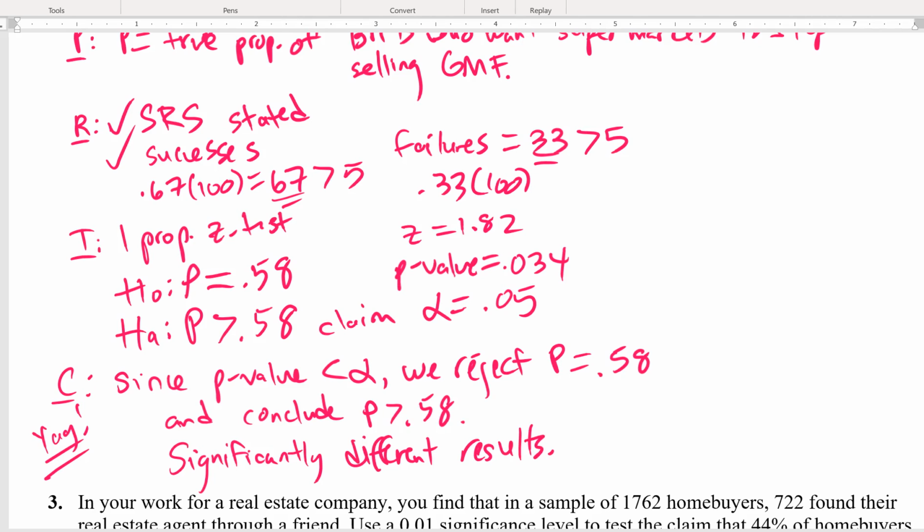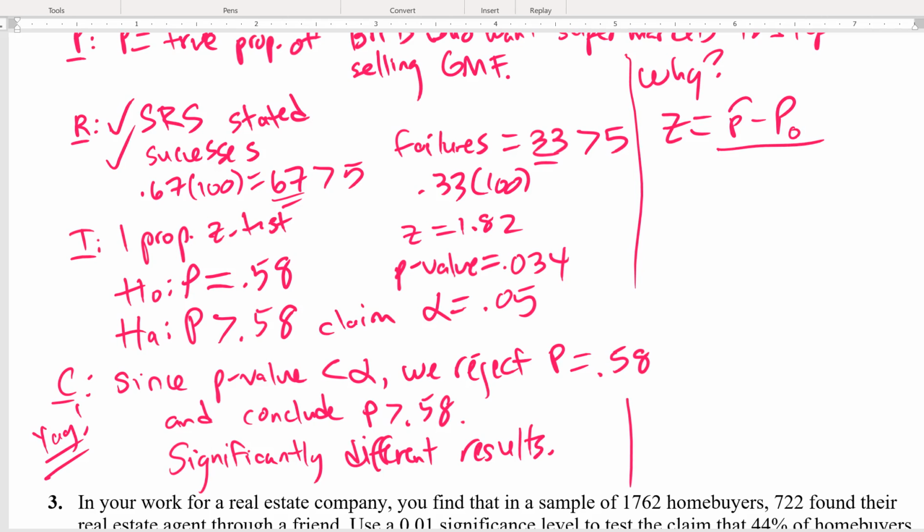What the heck did we just do? Why did this work? Well, we got a z-score. We took our statistic minus a claim. Sometimes they'll put a little knot on that. And then they put p, q, n. So basically it's what? 0.67 minus 0.58 over the square root of 0.58, 0.42, and we sampled 100 people.